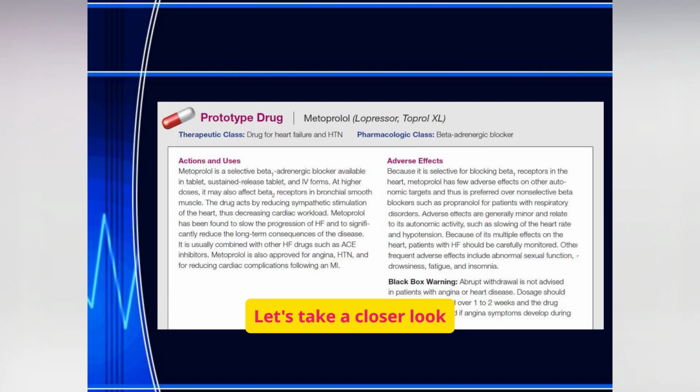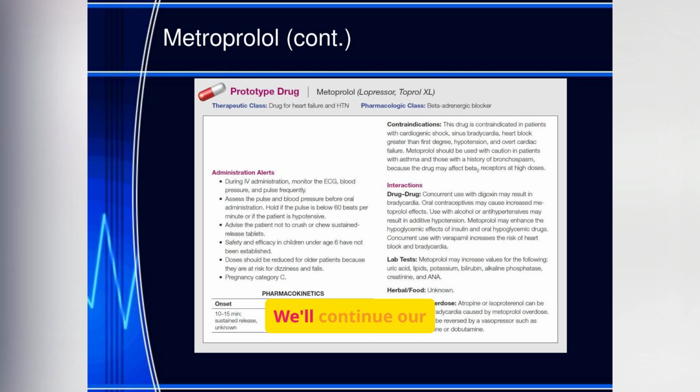Let's take a closer look at metoprolol, a common beta blocker. We'll discuss its actions, uses, and potential adverse effects. Metoprolol selectively blocks beta-1 receptors in the heart. It slows the heart rate, decreases contractility, and reduces oxygen demand, making it a go-to drug for hypertension, heart failure, angina, and post-MI management. What vital sign do you check before giving metoprolol? Leave your answer below. We'll continue our discussion of metoprolol, focusing on administration alerts, contraindications, and pharmacokinetic properties.